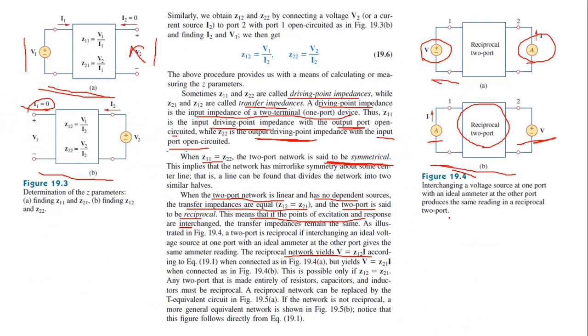Similarly, if you take the second one, it yields V is equal to Z21 into I. So this is possible only if Z12 is equal to Z21. So any two-port network that is made entirely of resistor, capacitor and inductor must be reciprocal. Normally this reciprocal network is replaced by an equivalent circuit, that is a T equivalent circuit. If a reciprocal network is present, then we can replace it with the T equivalent circuit. If the circuit is not reciprocal, then we will have a general equivalent network.